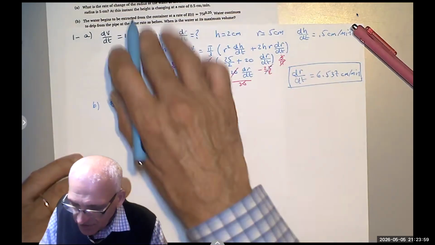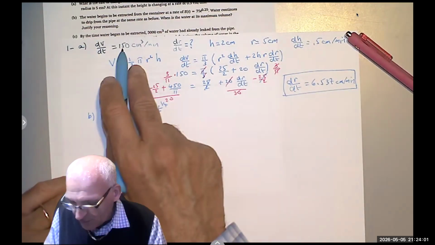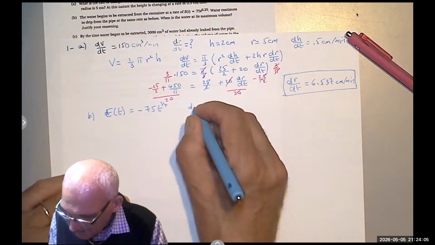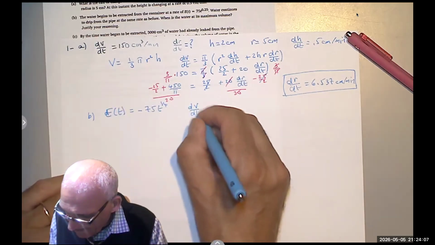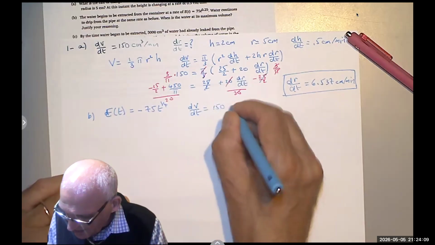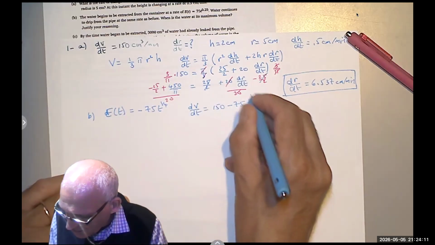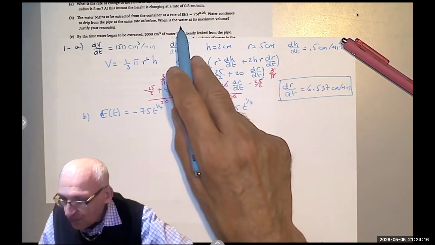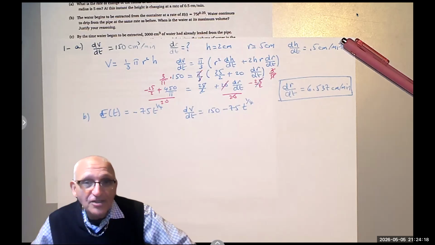Okay, water continues to drip from the pipe. So I still have the 150 minus that. So basically, dV/dt would be 150 minus 75 t to the 1/4. And they tell you, when is the water at its maximum volume?